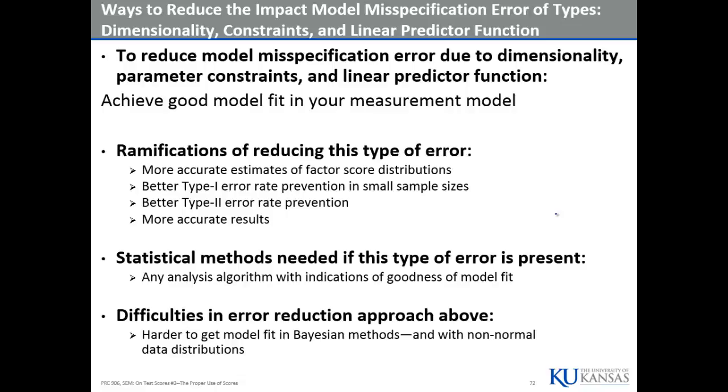So these are things I'm lumping together because they all get fixed the same way. If you have good model fit, you have accurate results, better type 1 error rate prevention in small sample sizes, better type 2 error rate prevention. Everything's good, right? Where would this be a problem? It's relatively easy to find in normal, but where is it a problem? If you're using Bayesian methods, good luck finding model fit. If you're using non-normal data distributions, good luck finding model fit that's worth believing. So it's tough.